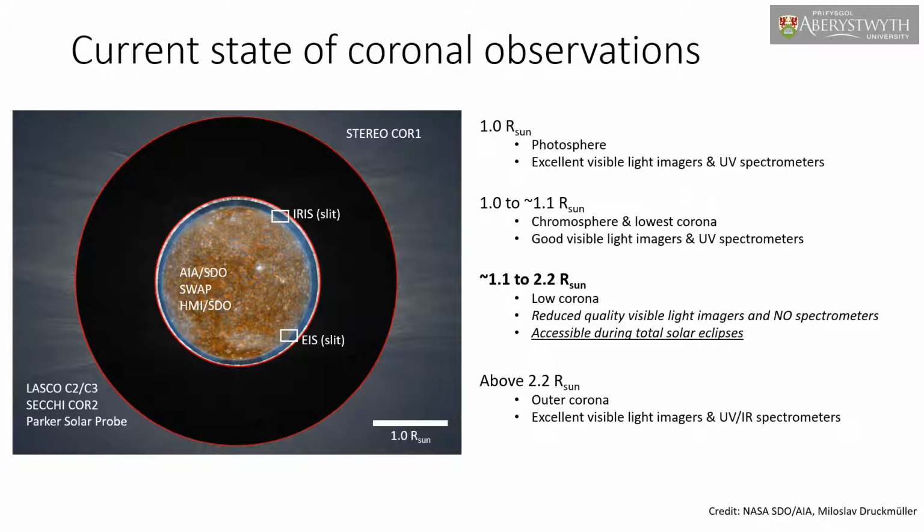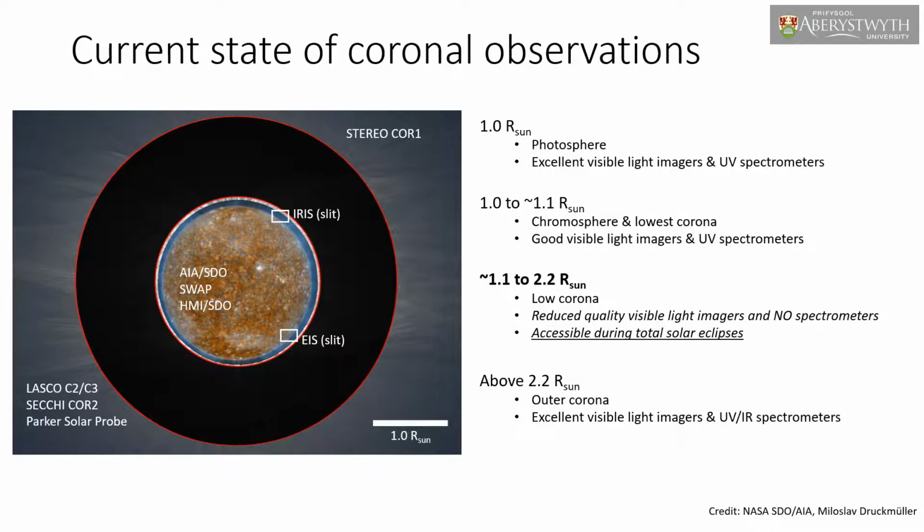Thus, it is only available for spectroscopic observations during total solar eclipses. And above 2.2 solar radii, the picture gets much clearer again, with excellent imagers, UV, and infrared spectrometers. We've even got the upcoming Parker Solar Probe, which will dive down to 8 solar radii to get in situ data from the outer corona.